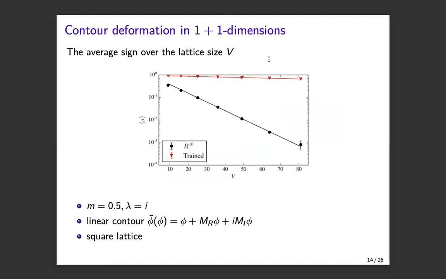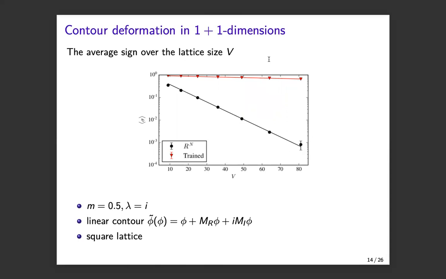So we moved on to 1+1 dimensions, because again, as I said, the lattice is bigger, so the average sign problem is worse. For example, you can see that without any normalizing flow method, as you change the number of sites from 10 to 80 in this log scale plot, the average sign goes down linearly, meaning it is exponential in the volume.